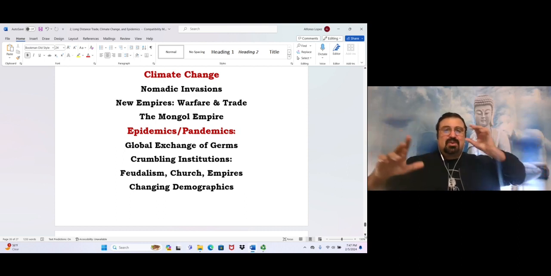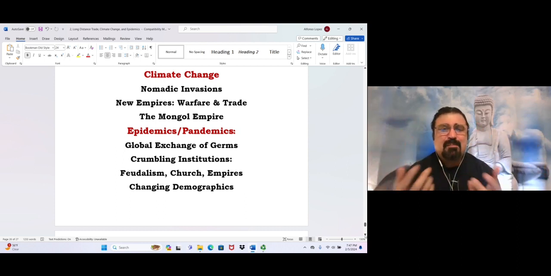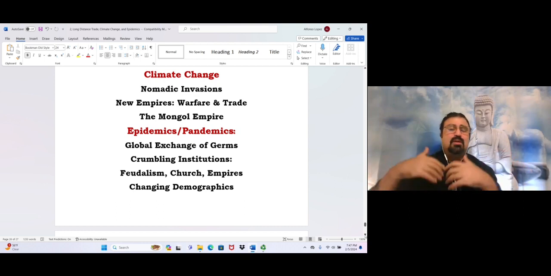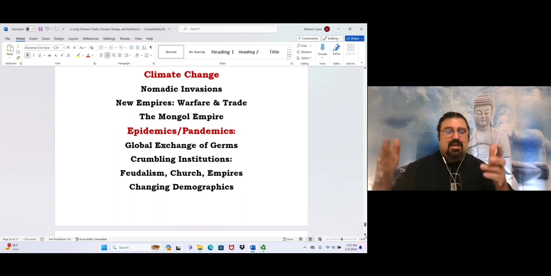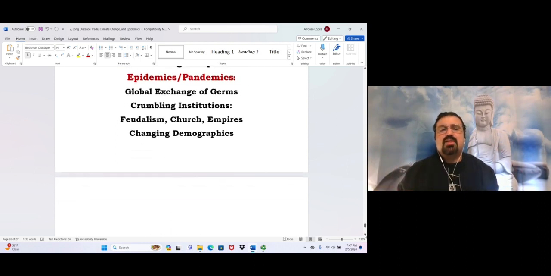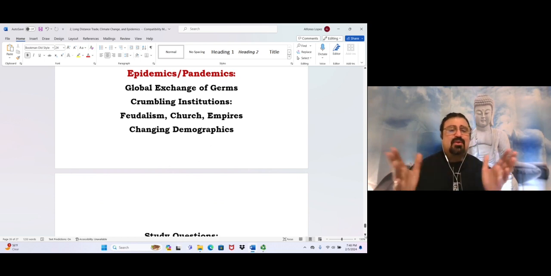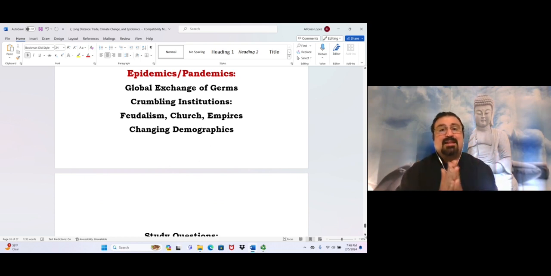And this is leading to the prototypical type of trading empire of the modern world, which was the Mongol Empire. The Mongol Empire served as a blueprint for the rise of the Ottoman Empire, the Mughal, for example, the Portuguese, the Spanish, the English, the French empires, and so on. Again, so this is another very important force. The other was epidemics and pandemics as well.